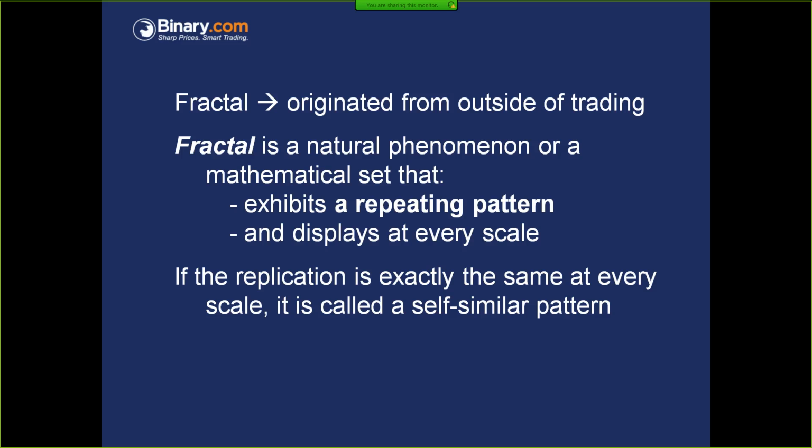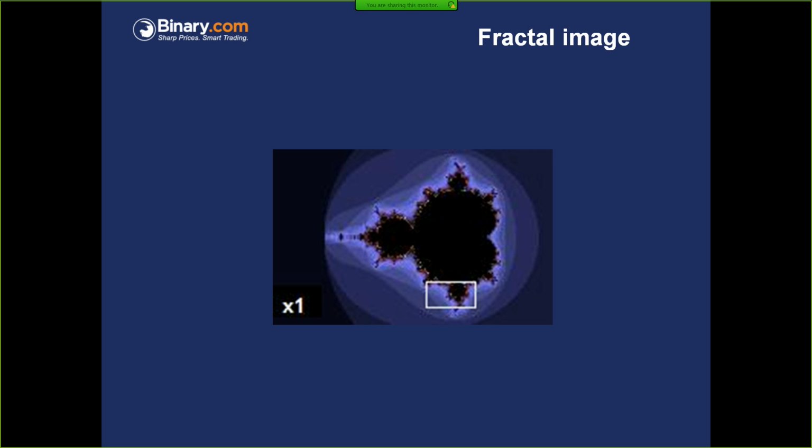That's why knowing what fractals are is important, and we can gain an advantage with that knowledge. Basically, if the replication is exactly the same at every scale and every level, it's called a self-similar pattern. This is how a fractal looks. The pattern you see here right in front of you is exactly the pattern that will occur at any spot along this pattern. So what you see here would be exactly the same as what you would find when zoomed in.